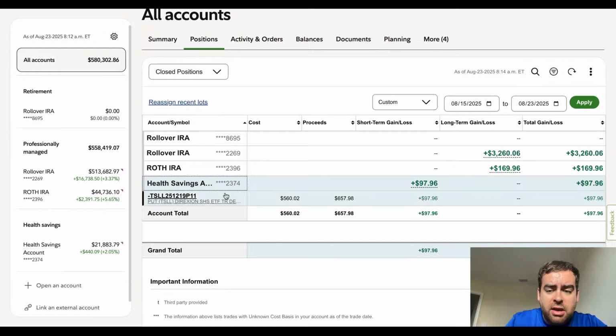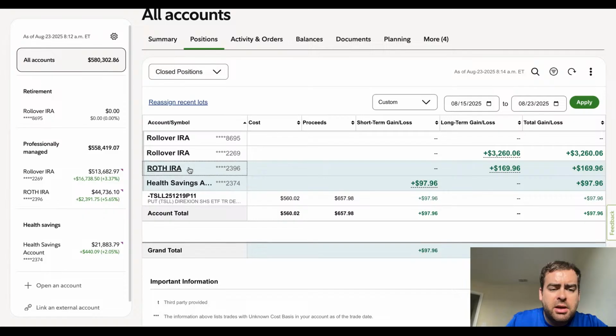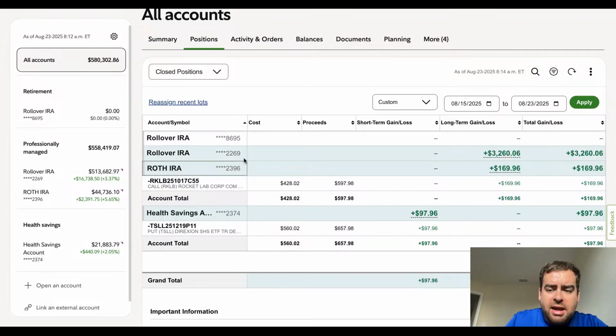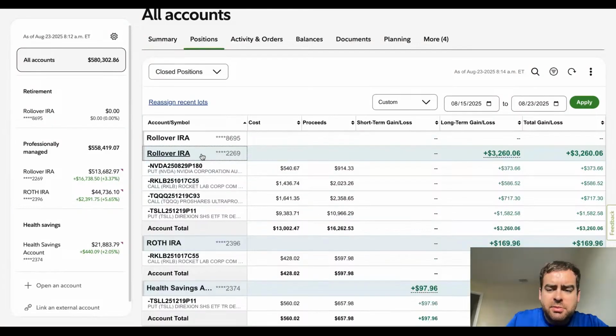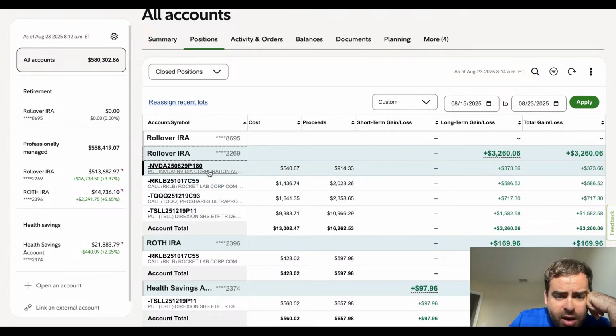So I did the trade here in the health savings account. I was only able to do like 3 of them. So I made $98 here, or maybe it was just 1 in this one. And the Roth IRA, I did one on Rocket Labs that was a quick shot up. And then I wasn't able to close my TSLL puts. But then in the rollover one here, I made money on puts for NVIDIA because I did a put and a call.